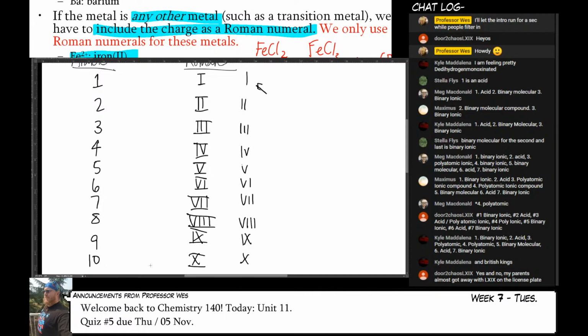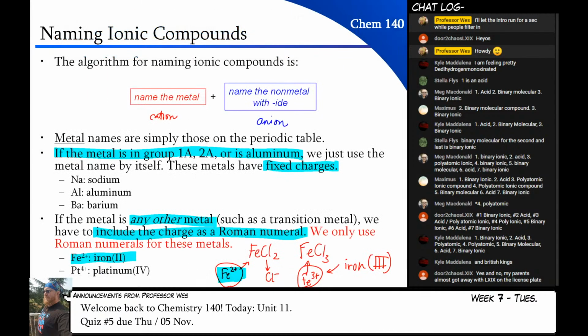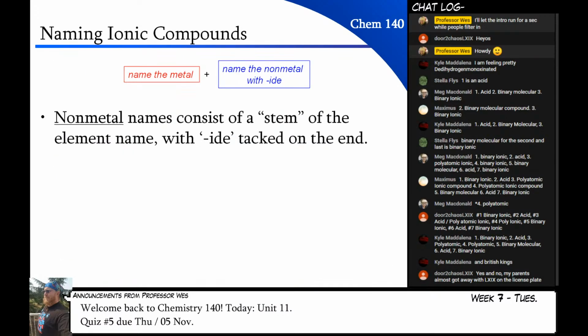So those are the Roman numerals. And we're going to use them for naming metals. So let's actually assign some names to... Oh, we got to name nonmetals. Of course we do. I thought we were going to name metals. We're going to do that in a little bit.